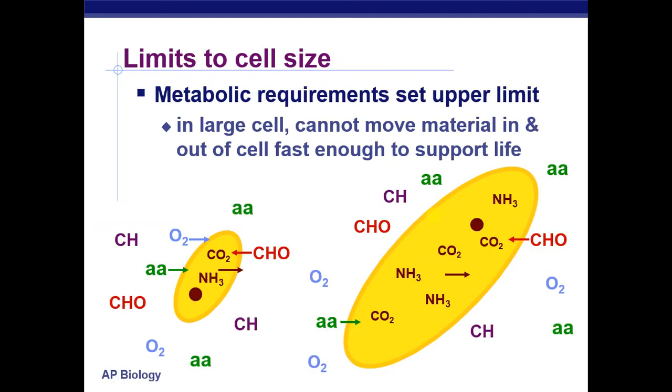So like I said, the metabolic requirements, needing nutrients in and to put waste out, sets an upper limit for cell size. And large cells, they can't move materials in and out of the cell fast enough to support life. All right, we need more nutrients inside of the cell because there's more volume to maintain as healthy, but we don't have the same ratio of plasma membrane to allow things to cross as in a smaller cell. So it becomes harder and harder to support life the bigger and bigger cells get.